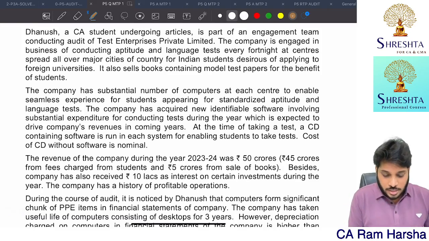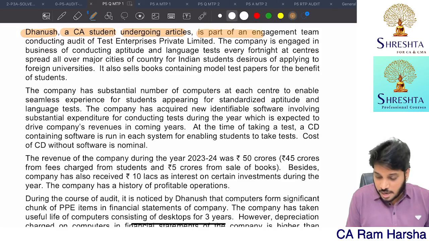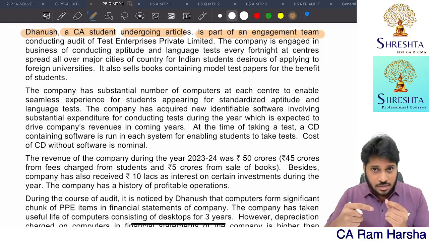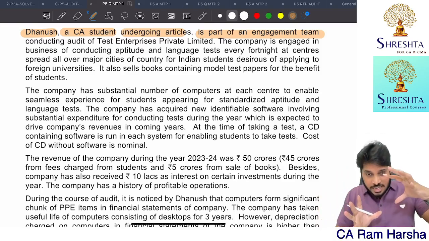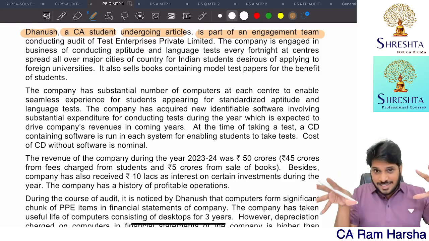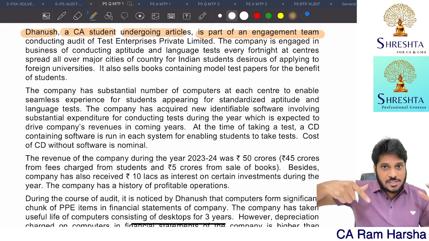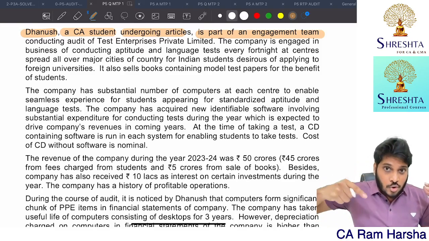So case scenario 1: Dhanush, a CS student undergoing articles, is part of an engagement team. By the way, you listen to this without fail. The analysis is very important. When I read a case study, link it with the actual questions which they're asking. Why are we eliminating the remaining 3? That understanding is important. The subject is so deep.